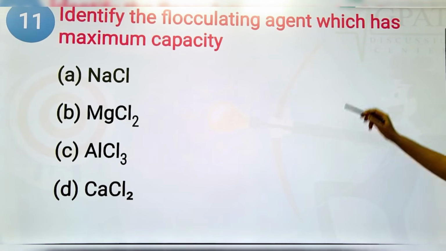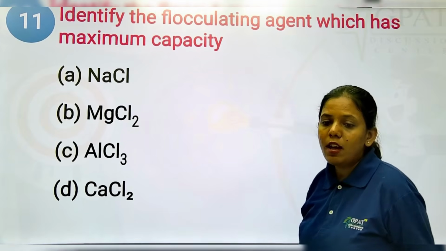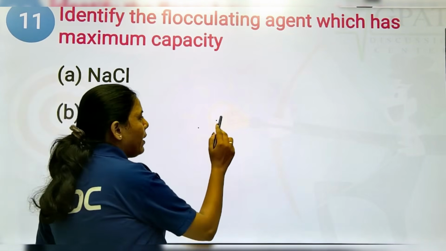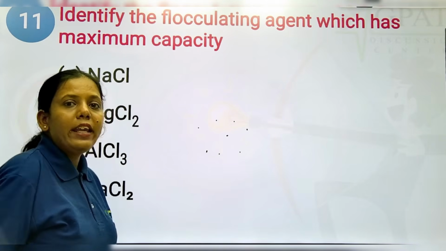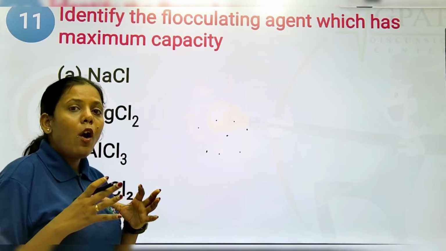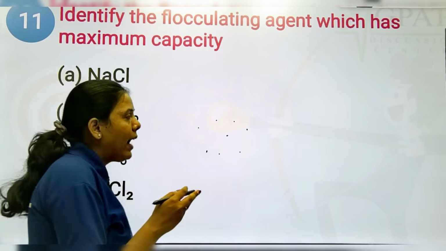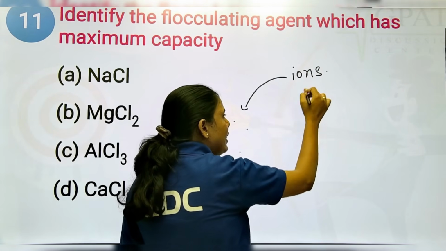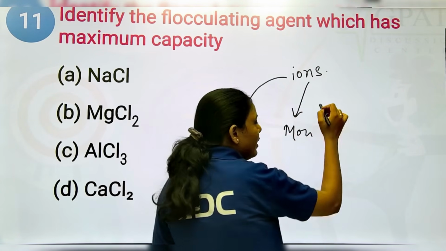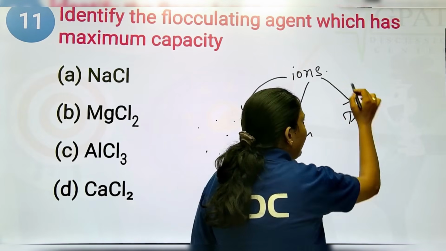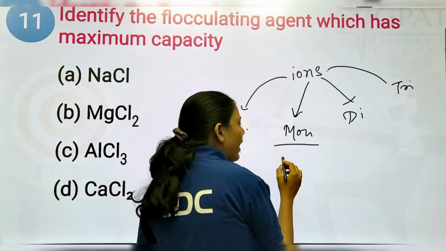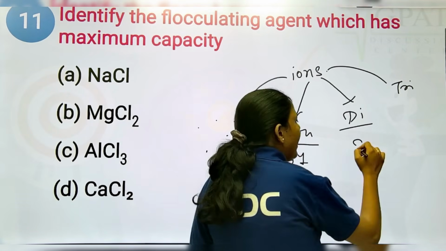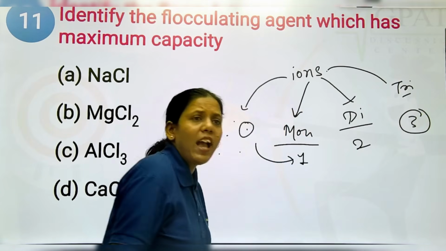Next is to identify the flocculating agent which has the maximum capacity. A flocculating agent is something, for example, where these are your drug particles and you add it into the suspension, which will hold them and form a loose aggregate. For that reason we add certain kinds of ions. These ions are monovalent, divalent or trivalent; this is the Schulze-Hardy rule. If it is monovalent, it can accommodate only one solid particle or drug particle. Divalent 2, trivalent 3. So trivalent has higher efficiency.